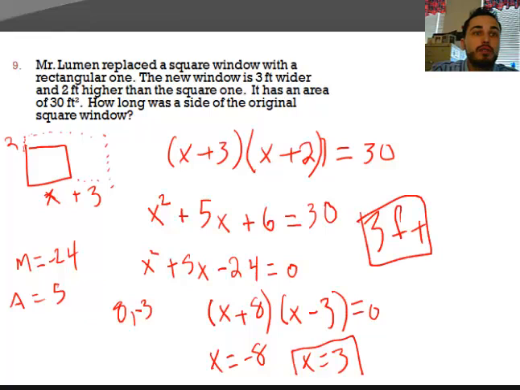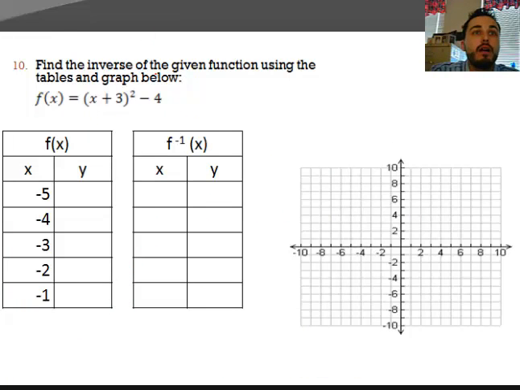One more question. Find the inverse of the given function using the tables in the graph below. So I'm just going to plug in numbers for x and y here and get my answer.